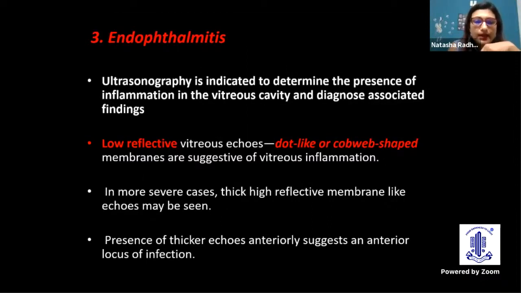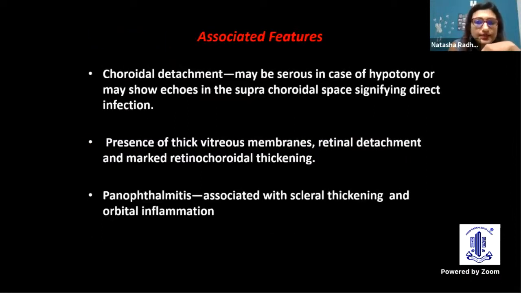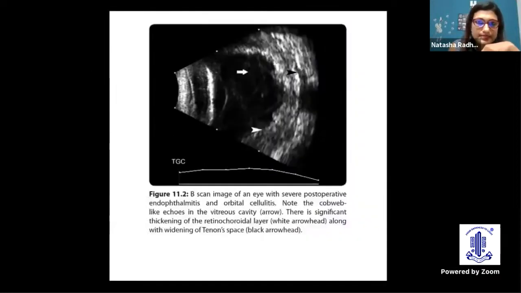In endophthalmitis, you have inflammation in the vitreous cavity. You can get dot-like low reflective echoes, or you can get cobweb-like echoes. And sometimes thick, high reflective membrane-like echoes may be seen. The associated features may be a choroidal detachment, marked retinochoroidal thickening, and sometimes scleral thickening and orbital inflammation if it has gone on to panophthalmitis. This is an endophthalmitis B scan. You can see the thick membranous echoes inside, as well as the retinochoroidal thickening, and the black arrow points to some fluid outside the sclera as well.